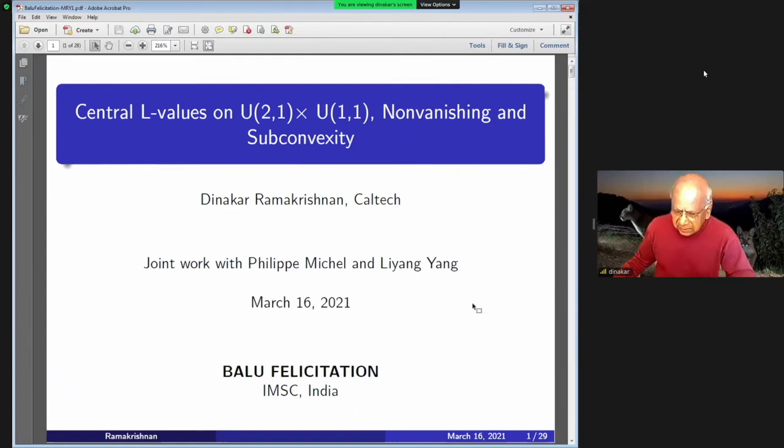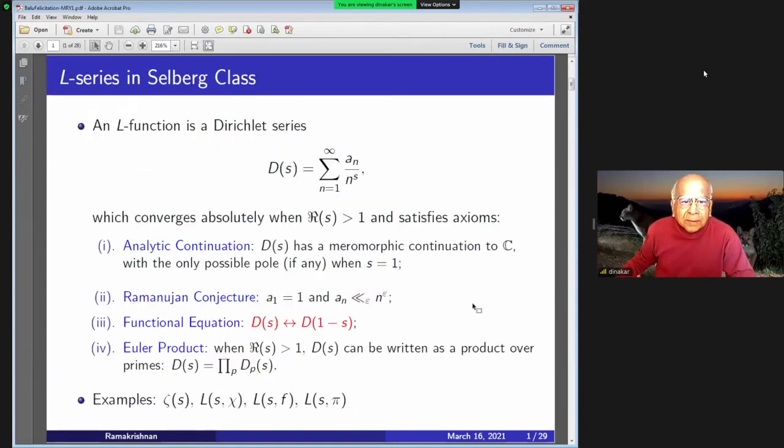Okay, so let me start. I'm going to start from the basics. So of course, I'm going to consider Dirichlet series of the form a_n over n to the s.